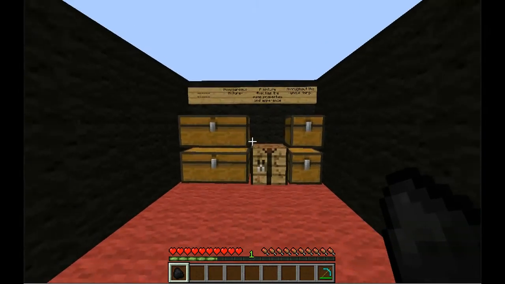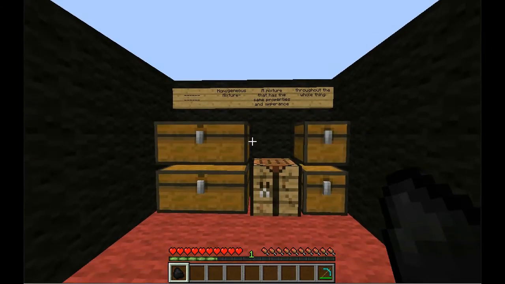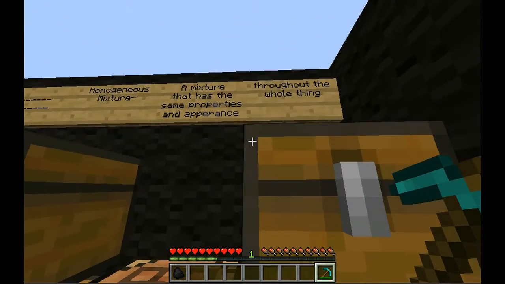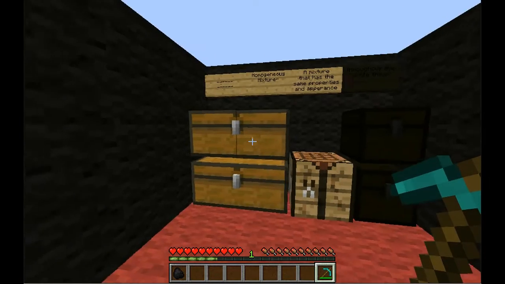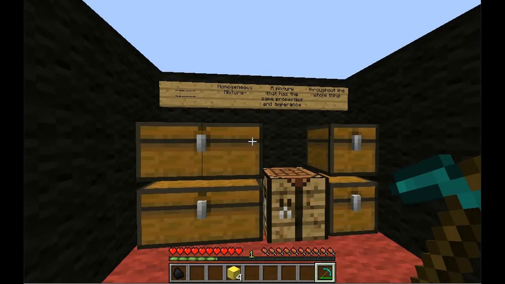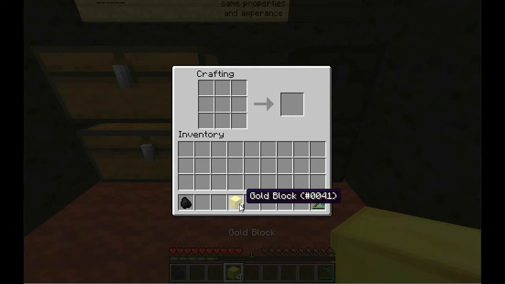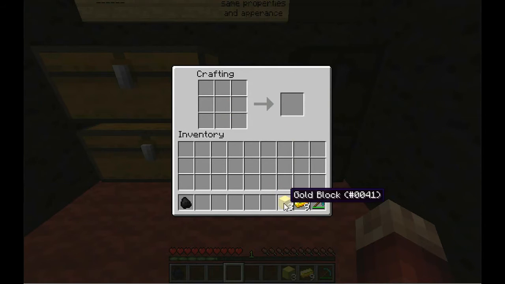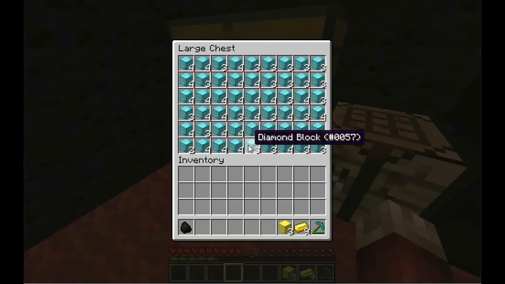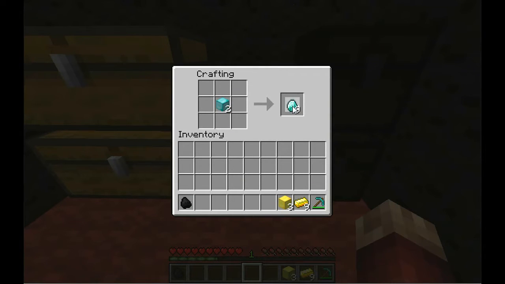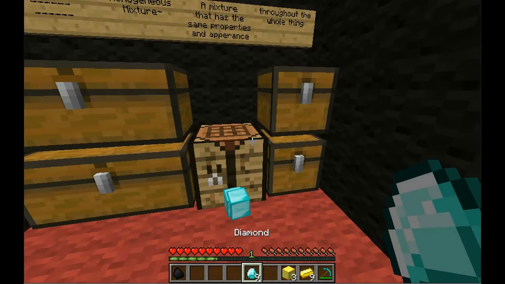Okay, moving on now, we're going to take a look at homogeneous mixtures. A homogeneous mixture is a mixture that has the same properties and appearance throughout the entire thing. So, for example, like this block of gold. It looks like just one big block of gold, but if we put it in the crafting table, you can see that it's actually many different gold put together, but you can't tell because it looks the same throughout. And the same goes for diamond, because, well, everybody likes diamond. So you can see that it's just many different diamonds put together.